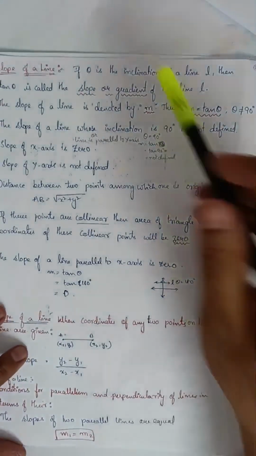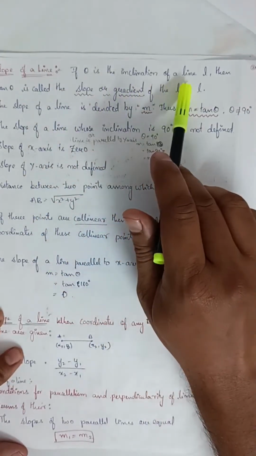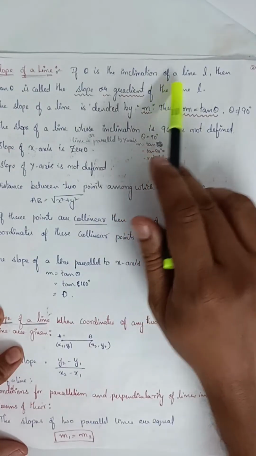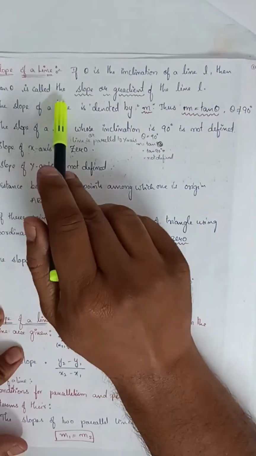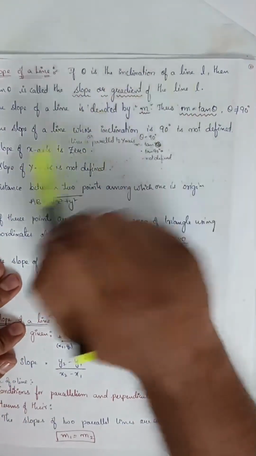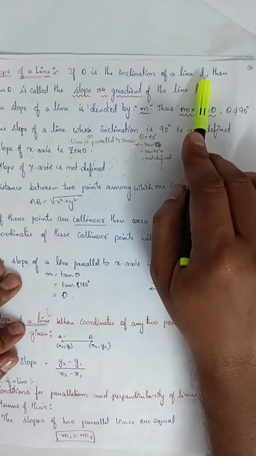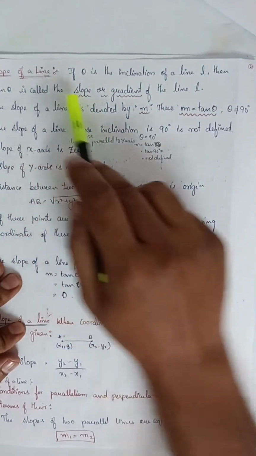Next, slope. Slope of a line. If theta is the inclination of a line L, then tan theta is called the slope or gradient of the line L.